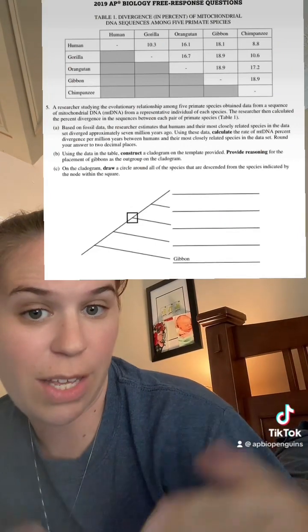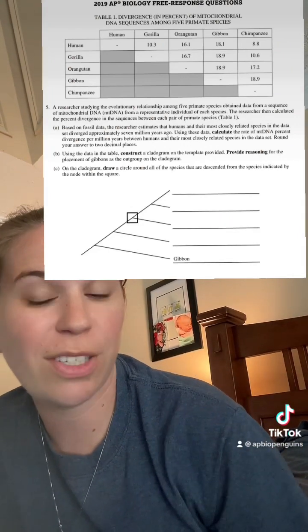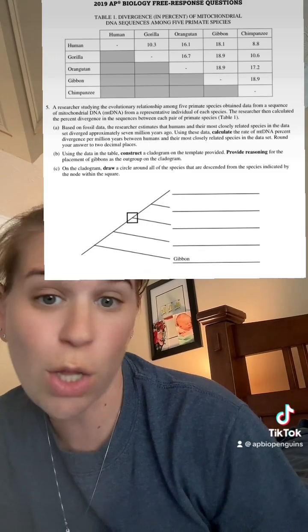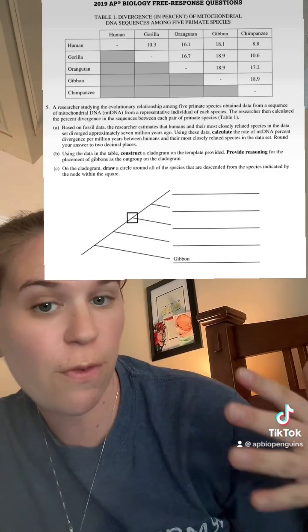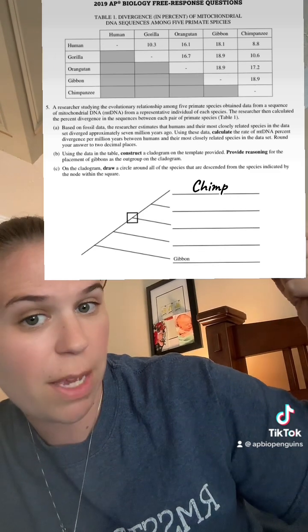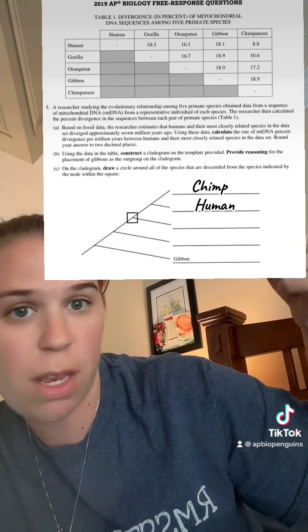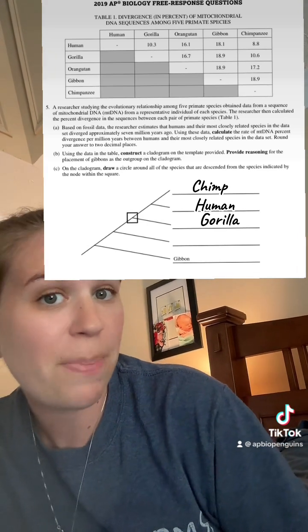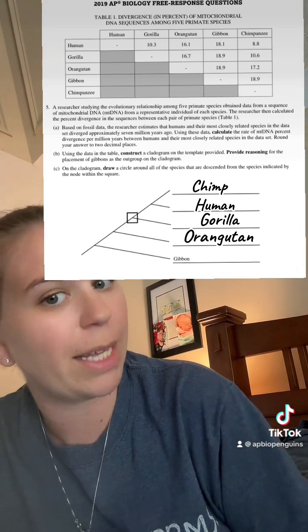This is how you might see it on the exam. This is showing us the percent divergence of DNA sequences. The less divergent the individuals are, the more closely related they are to each other. So if you were to fill in this cladogram, you would have a chimpanzee, and then you would have the human. Those can be rotated because you have a branch point. You would then have the gorilla, then the orangutan, and as already labeled, the gibbon.